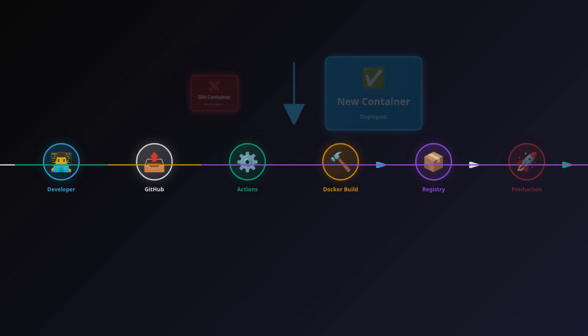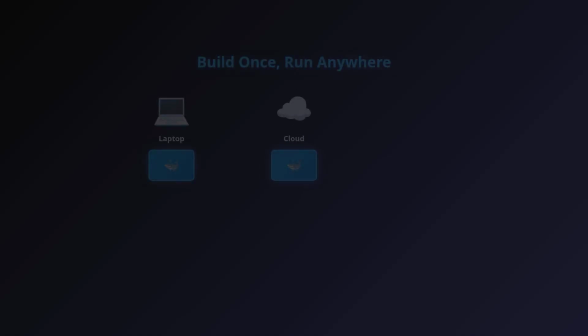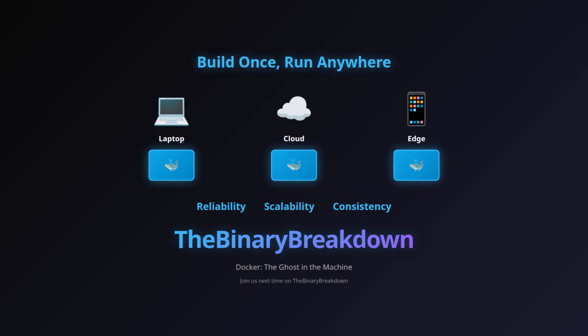And remember, build once, run anywhere. That same Docker image runs on your laptop during development, in your CI pipeline for testing, and in production. Laptop, cloud, edge devices, it doesn't matter. The container runs identically everywhere. Reliability, scalability, consistency, that's what Docker delivers. Docker, the ghost in the machine.